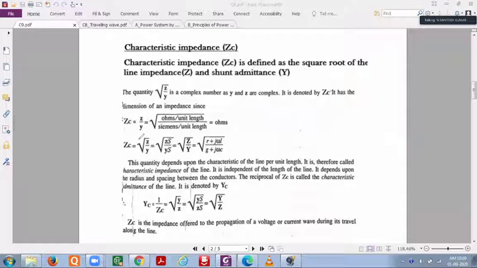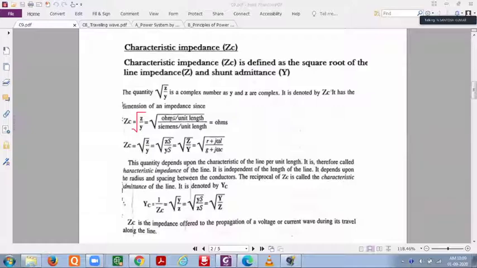Now see here, ZC. Oh, here under root is not there, sorry. Here it should be under root. This is under root, please consider it as under root Z by Y. So what are the units of Z? Ohms. What are the units of your admittance? Inverse of ohms. We call Siemens.